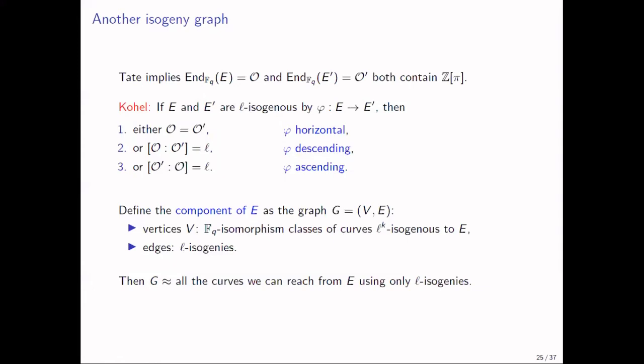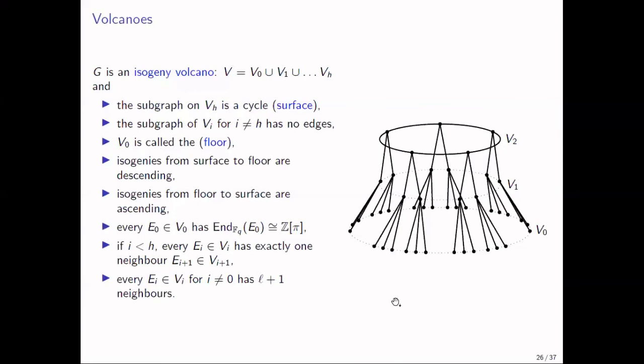Okay, and there's a beautiful way to visualize this. So we define another isogeny graph and call this the component of E. What we're trying to do is capture all the elliptic curves that we can reach from E using only L isogenies. So the vertices are F_q isomorphism classes of curves that are L to some power isogenous to E, and the edges are again L isogenies. And what we get is a volcano. And what this means is that there is some very, very beautiful structure. One of them is that there is a cycle on the surface, which is the top.